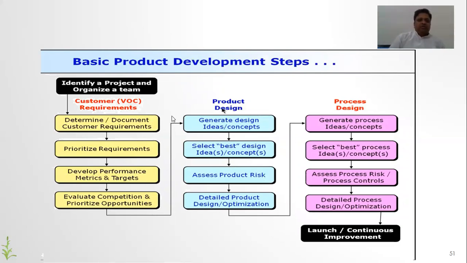Identify a project and organize a team. Voice of customer requirements: determine and document customer requirements. Prioritize requirements, develop performance metrics and targets. Evaluate competition and prioritize opportunities. Then product design: generate design.